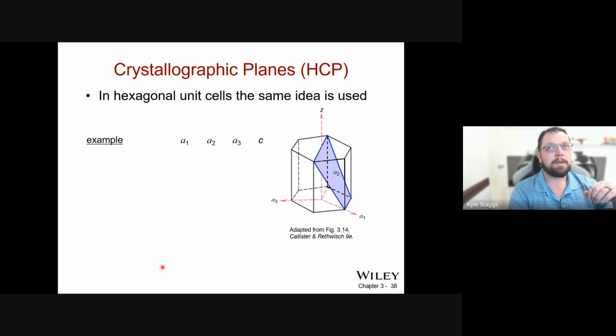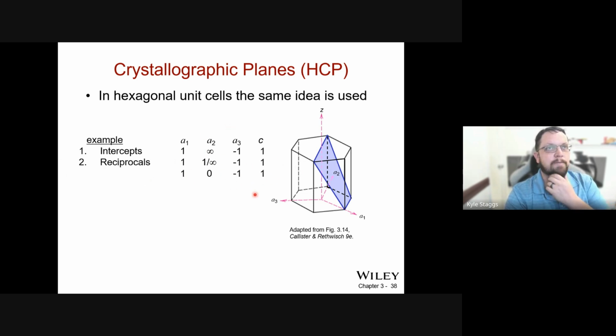In hexagonal unit cells, the concept is the same. So our intercepts here are 1, 1. In A2, this is infinite because it's going to go along A2. -1 in A3, so it goes backward 1 in A3, and 1 because it goes all the way up to the top. So for each of these, we have a value. We take a reciprocal.